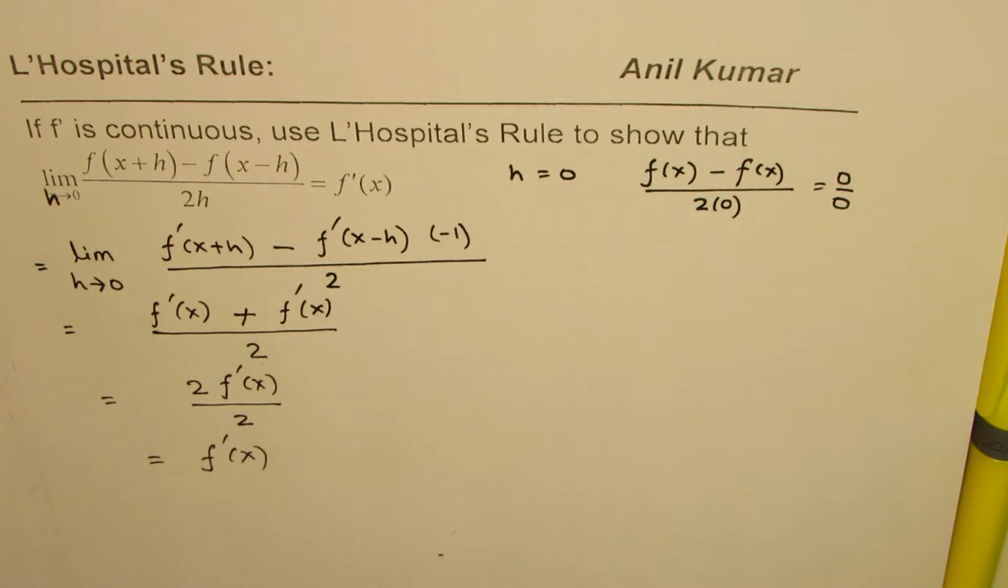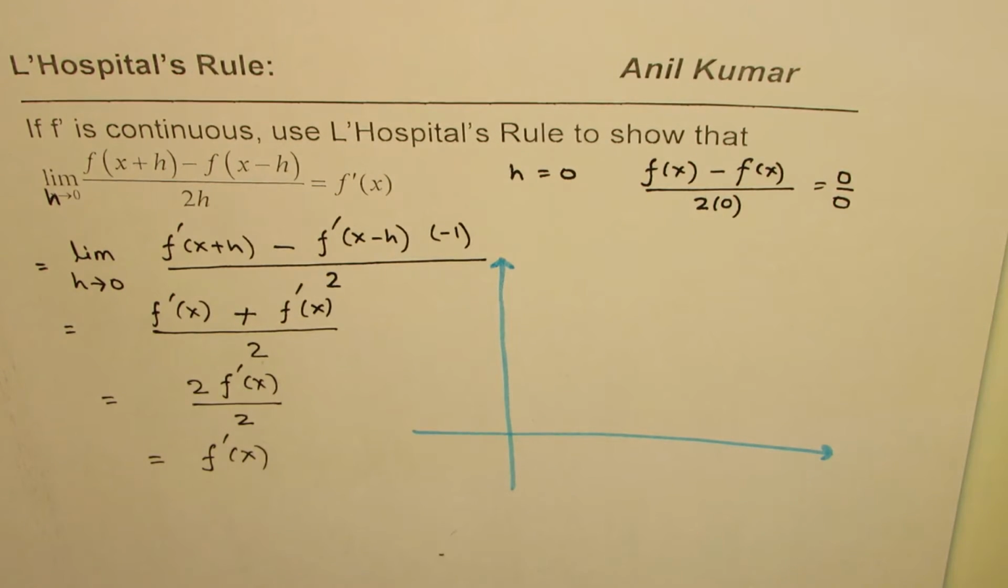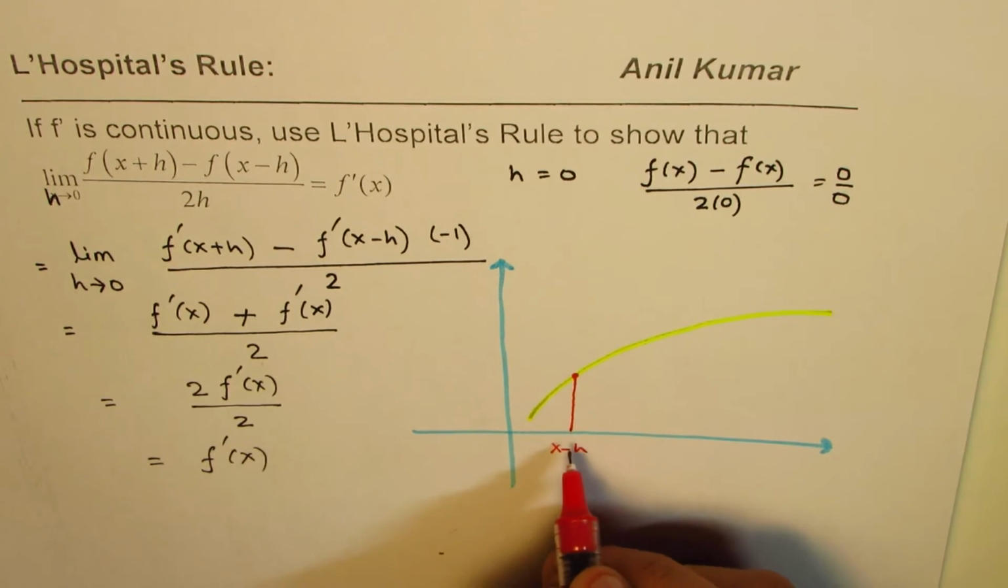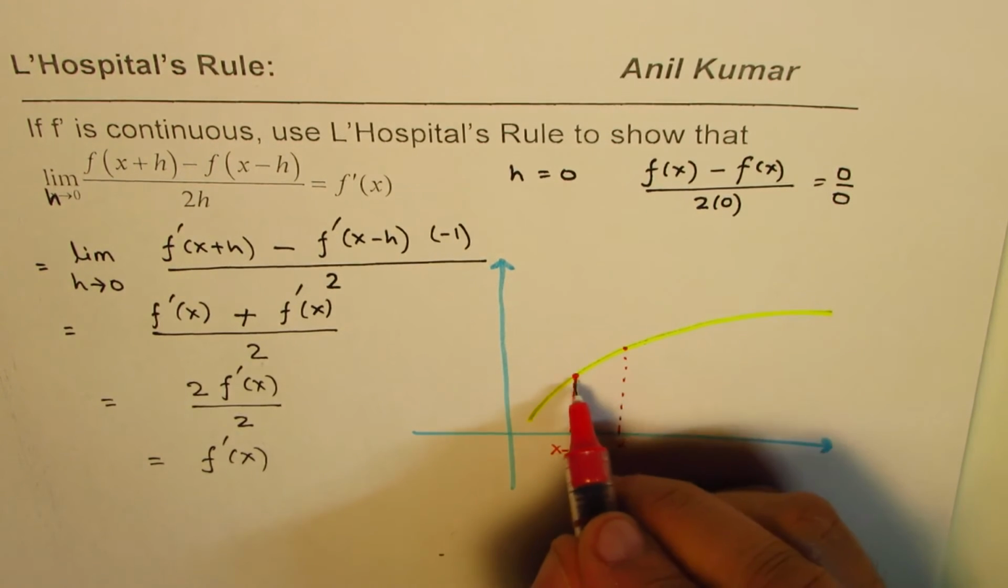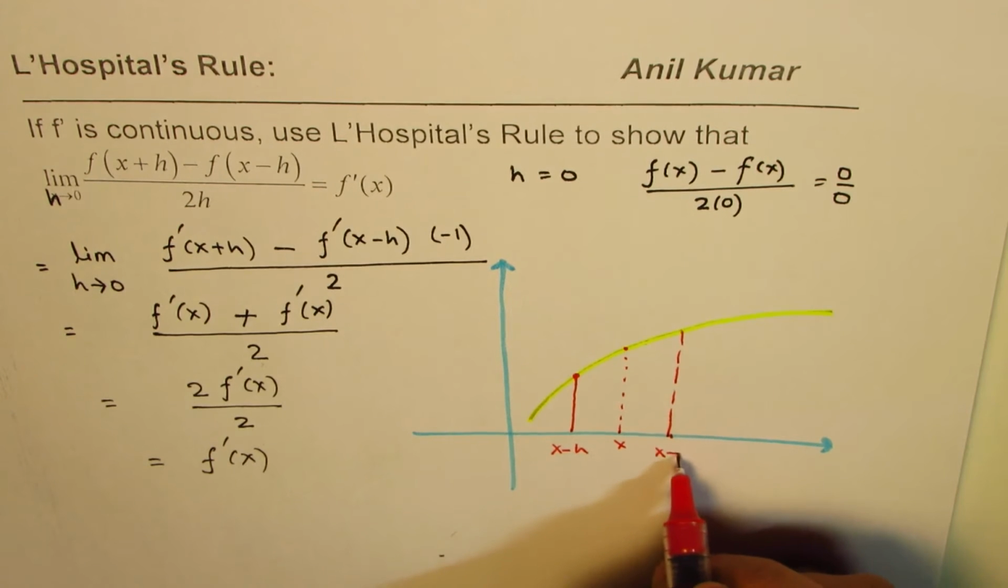Now it has huge significance. Can you show this on a graph? What does it represent? Well, here is the graph. We have x and y axes, where x represents the independent variable and y the dependent variable. Let me sketch a curve like this. When I say x plus h, let's say x minus h is this point, and x is somewhere here. Then x plus h will be the same distance on the right side of x, so this place will be x plus h.